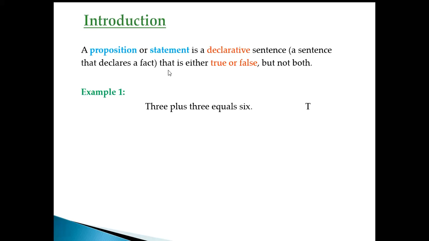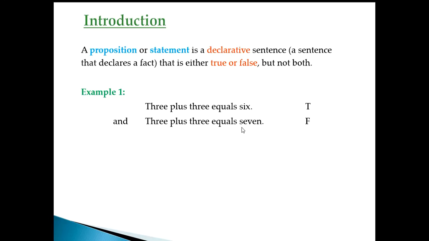Suppose here we say that 3 plus 3 equals 6. This is a right sentence, a true statement. And next, suppose we say that 3 plus 3 equals 7. Is this sentence true? No, this sentence is false. This one is completely true and this one is completely false.